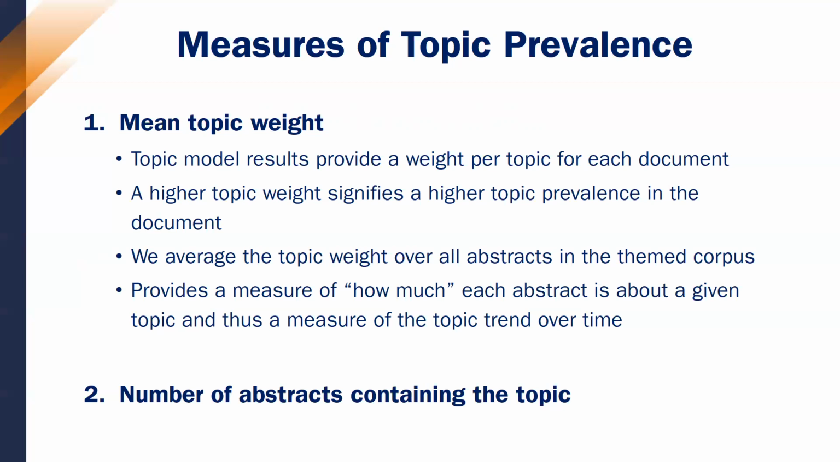When we run a topic model, a document can be made up of multiple topics. So the topic weight tells us which topics appear in higher prevalence in the document. We average the topic weight over all abstracts in the themed corpus. And this mean topic weight provides a measure of how much each abstract is about a given topic. So this gives us a measure of the topic trend over time. The second measure of topic prevalence is the number of abstracts that actually contain the topic itself.